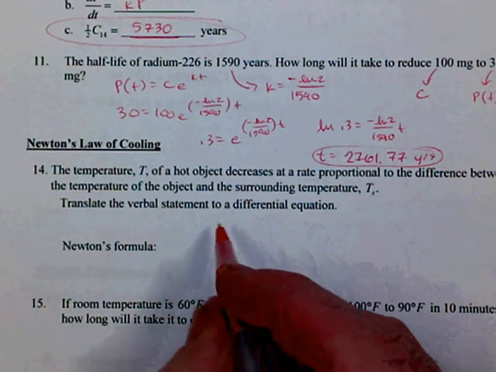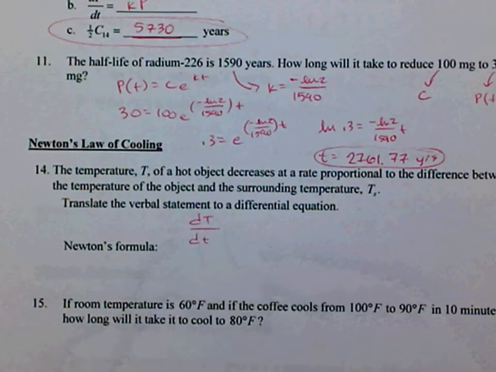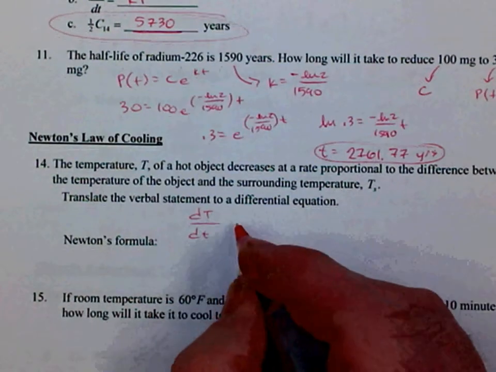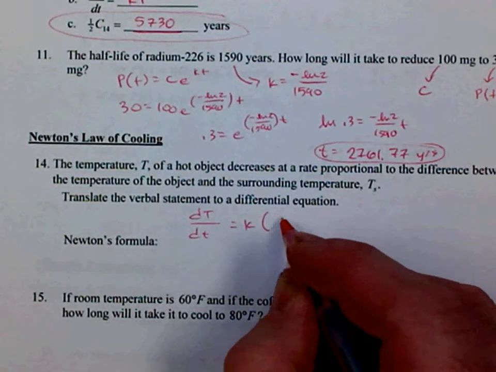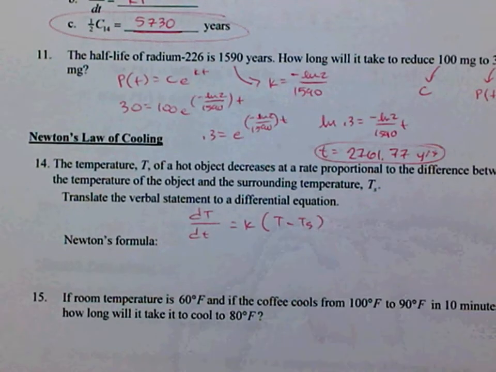This dT/dt, capital T for temperature, lowercase t for time, is going to equal K times the temperature of the object minus the temperature of the surroundings. That's the difference of the temperature of the object and the temperature of the surroundings.